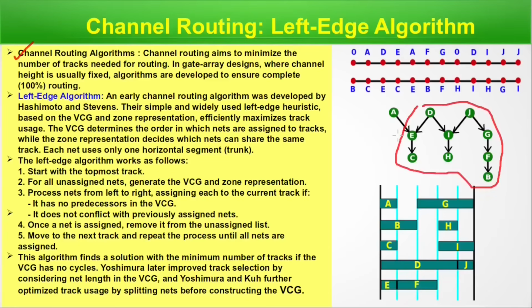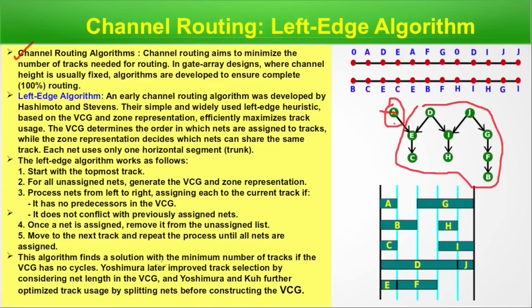Now first A is assigned, and it has no predecessor in the VCG. If it has no predecessor, it's a starting point, so we will start with that. We will assign it, and it does not conflict with a previously assigned net. Once the net is assigned, we remove it from the unassigned list. Now, with the rest of the unassigned nets, we again build the VCG and move to the next track. We keep repeating this until all nets are assigned.